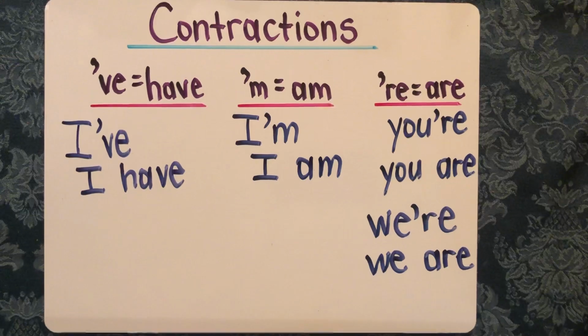Remember, a contraction is one word made from two words. It is a short way of saying two words at the same time, and we use an apostrophe to show where letters have been left out.